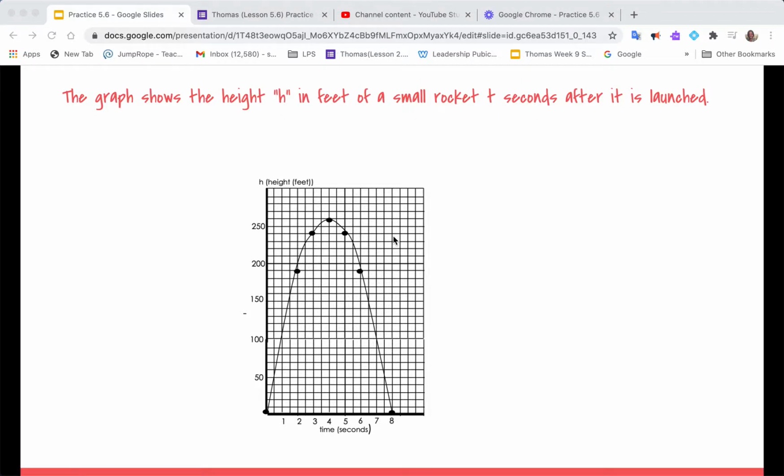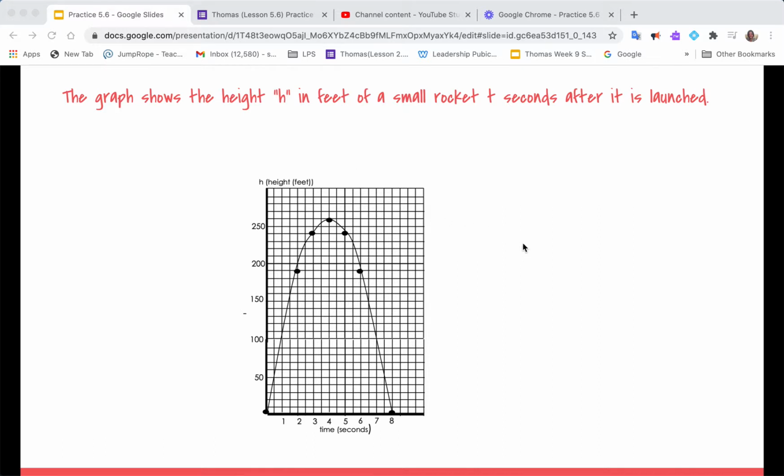All right, so this question says the graph shows the height in feet of a small rocket t seconds after its launch. So notice the shape of the graph. Also, when you look at the graph, you always want to pay attention to the labels on your x and y axis. So time is on your x axis, or the horizontal axis, and height is on the vertical axis, or the y axis.